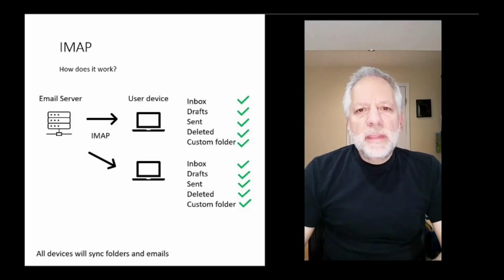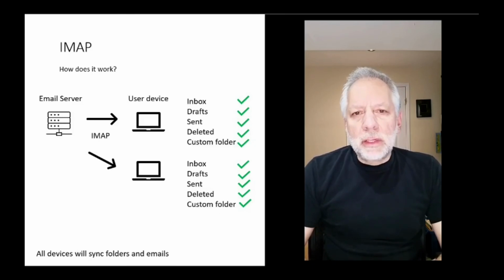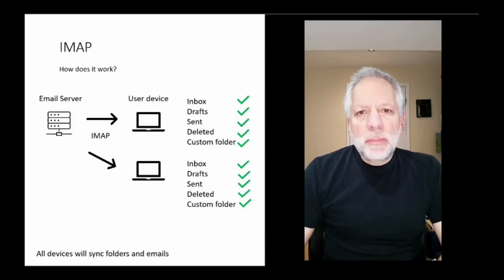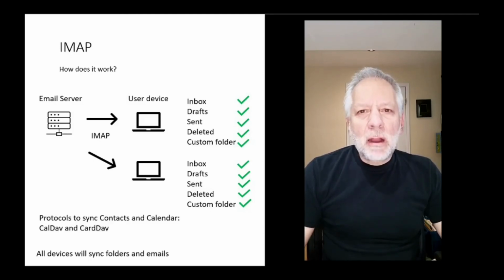So far, we have been talking about emails only, but what about contacts and calendar? Well, neither POP3 nor IMAP will sync calendar or contacts. This kind of synchronization might be possible. However, you will need additional protocols, and you will need to check with your email provider if they have it. These protocols are called CalDAV and CardDAV. They will need additional software and configuration on your device.